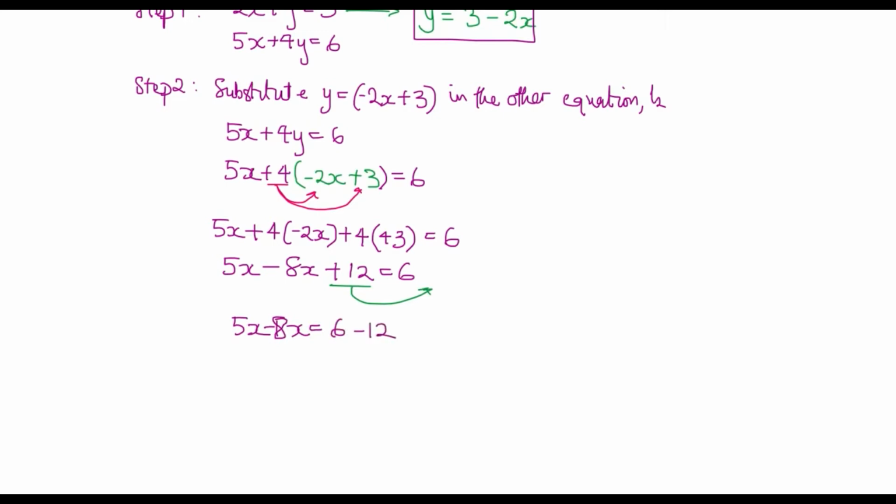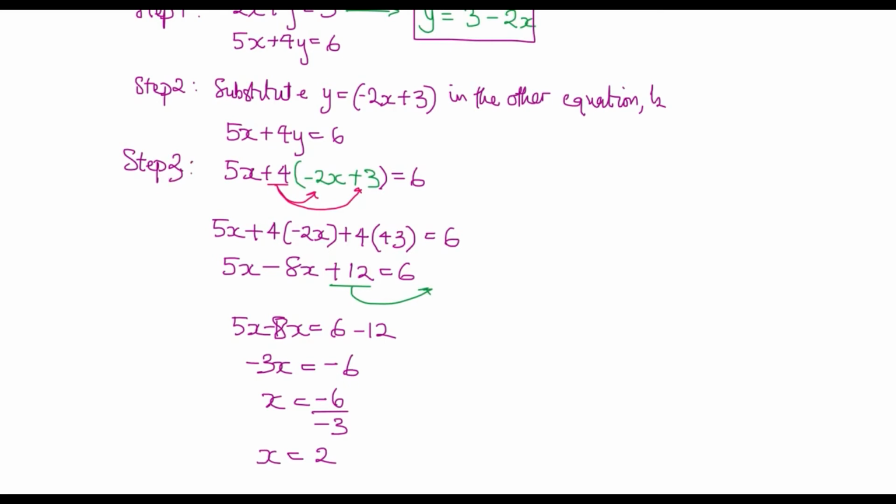So on the left side, 5x minus 8x gives us -3x, and this here is equal to 6 minus 12, which gives us -6. And in here, solving for x, we are dividing both sides by -3, and our x is equal to 2. So we have solved the first part, which is under step 3. So step 3 is to actually solve.